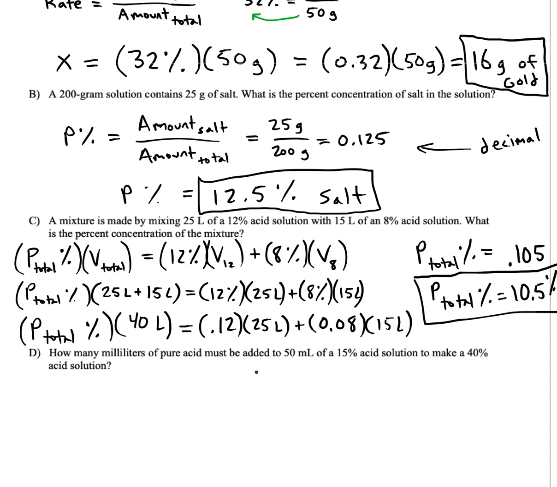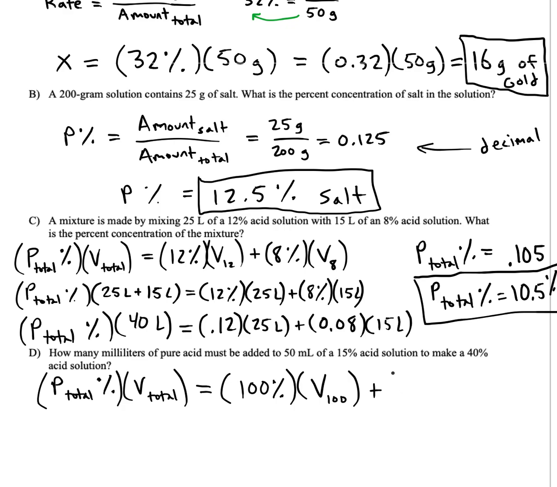How many milliliters of pure acid must be added to 50 milliliters of 15% acid solution to make a 40% acid solution? This is going to be really similar to the one above. Same type of setup. We've got a total percent of the final solution. We want to multiply that by the volume of the total solution. And that's a weighted average made up of, let's see, there's a pure acid, so that's basically 100%. And we'll multiply that by an unknown volume. That's what we're trying to find. And we're also adding in a 15% solution, so it's diluted. And that's 50 milliliters.